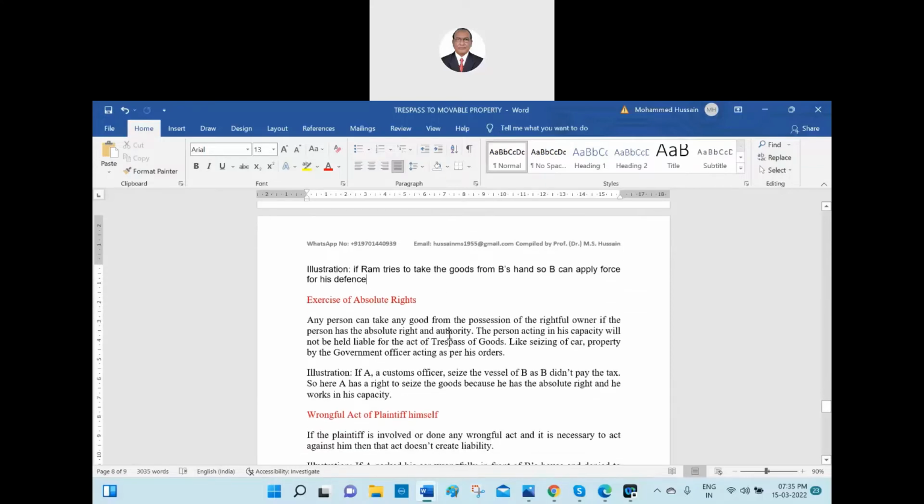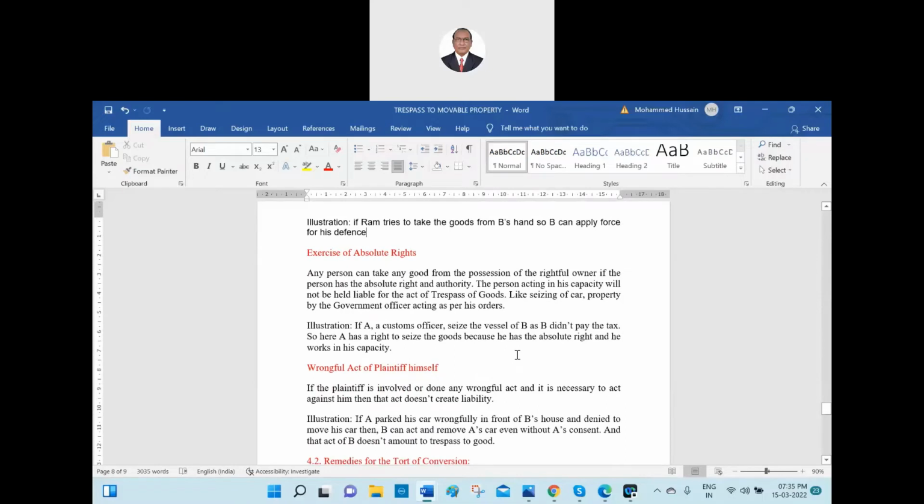So, exercise of the absolute right. Any person can take any goods from the possession of the rightful owner if the person has absolute right and authority. The person acting in his capacity will not be held liable for the act of trespass to goods, like seizing of a car or property by a government officer acting as per his orders. Suppose somebody is carrying ganja in a jeep or a car. So, the customs authority or the police may seize your vehicle. Okay.